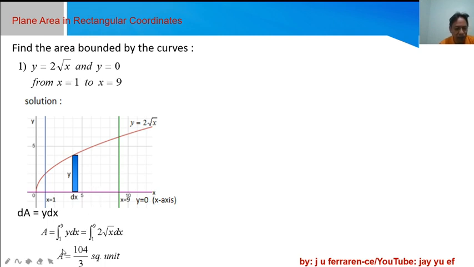So, from the calculator, we have a value. Because it can calculate a definite integral, we obtain the area of 104 over 3 square units.